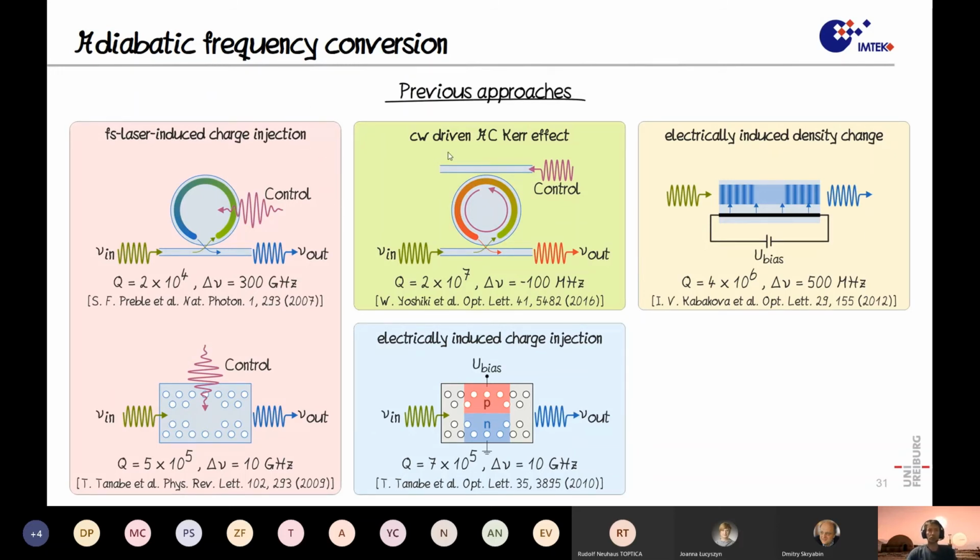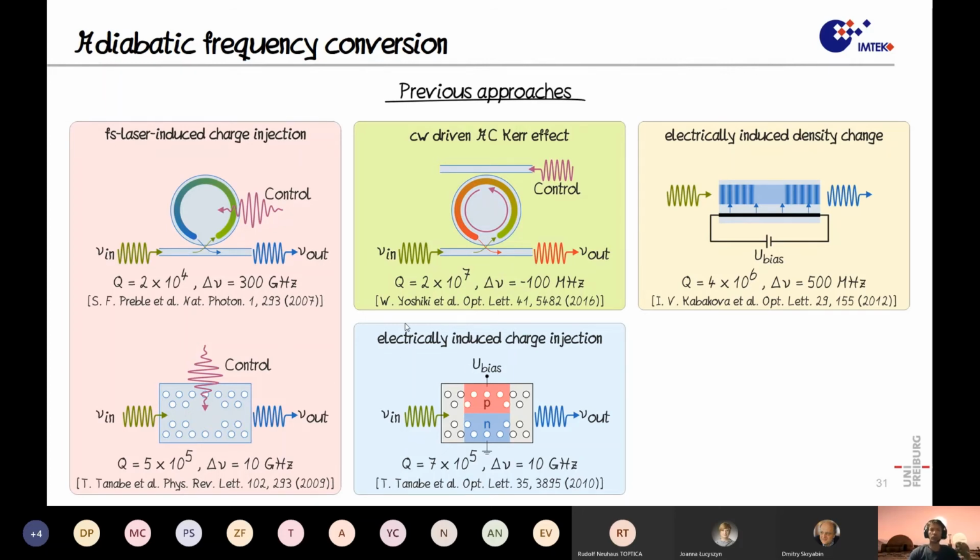So then you can use the AC Kerr effect. So here you have a control beam, a strong continuous wave control beam, and this changes the refractive index without any charges involved. That's why the quality factor was pretty high here. It was 10 to the power of 7. And the drawback here is that the tuning limit was of the order of 100 megahertz, so fairly low tuning. And the reason is that the AC Kerr effect is fairly weak.